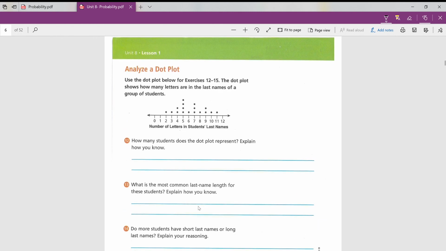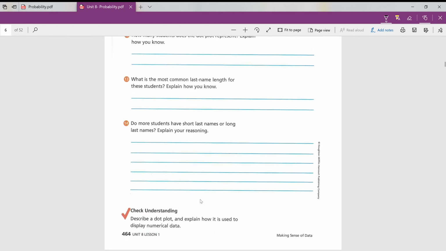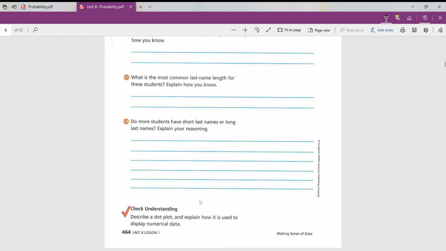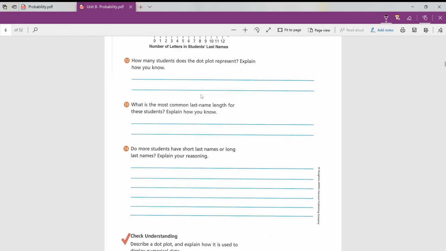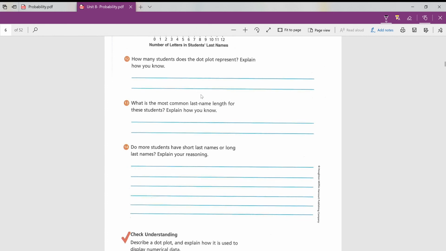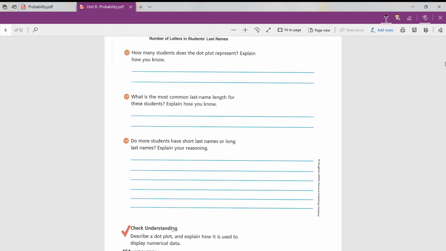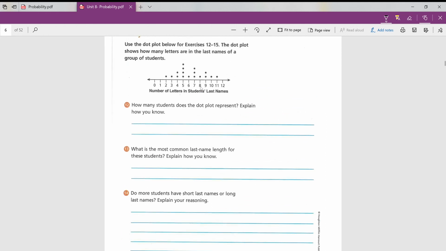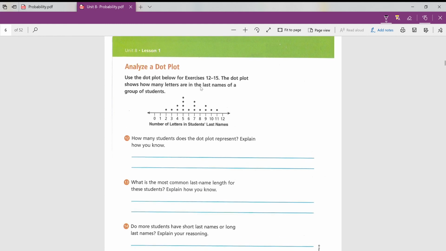This is going to be your homework. Numbers 12, 13, 14 are going to be your homework for tonight. Describe the dot plot and explain how it's used to display numerical data. You should be able to describe this. We just talked about it, so there shouldn't be a reason why you can't answer it. But make sure you're able to answer these questions for your homework.